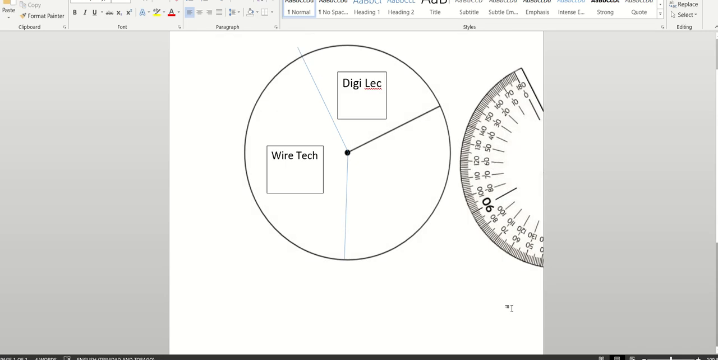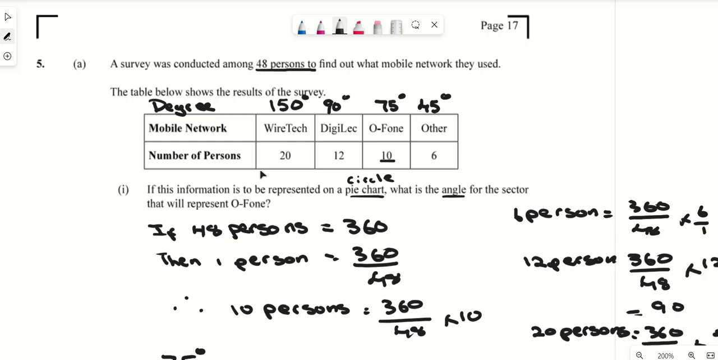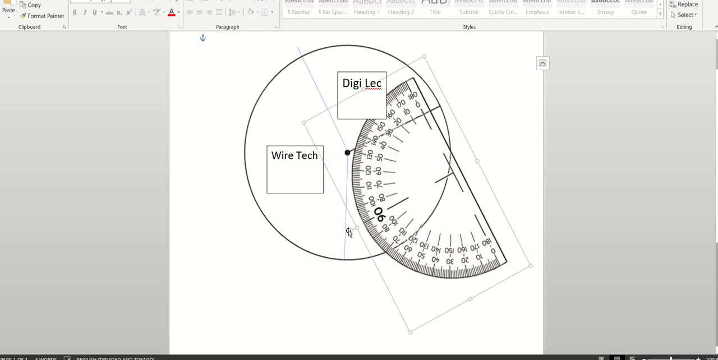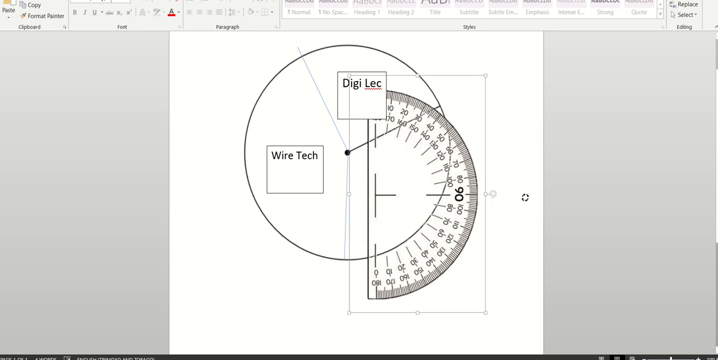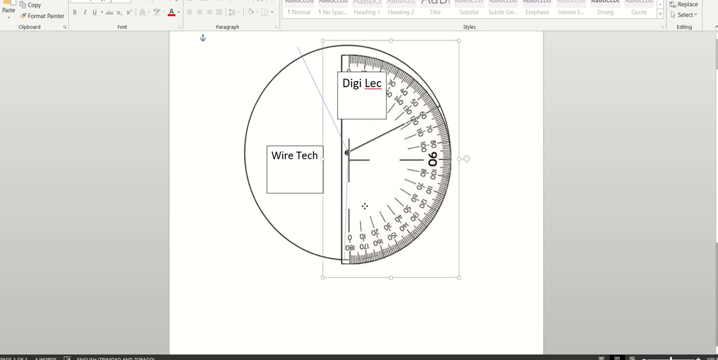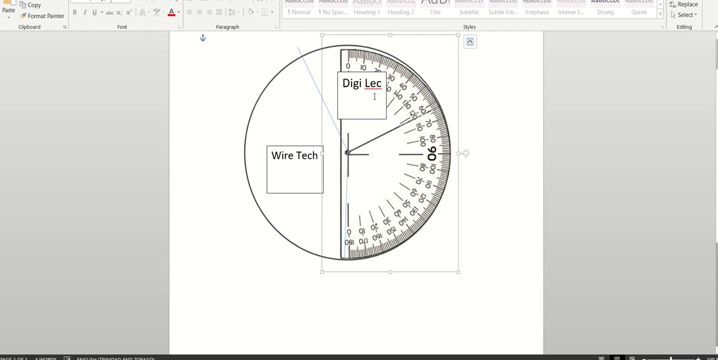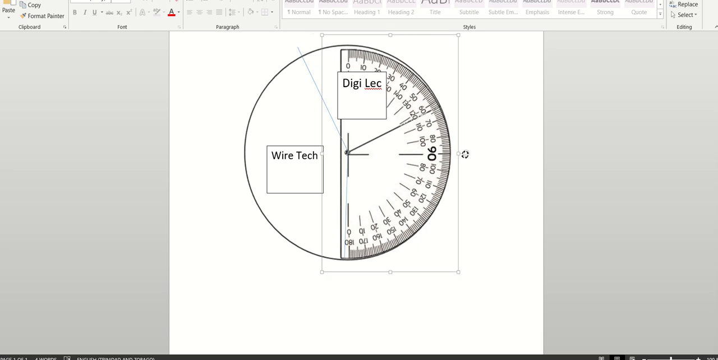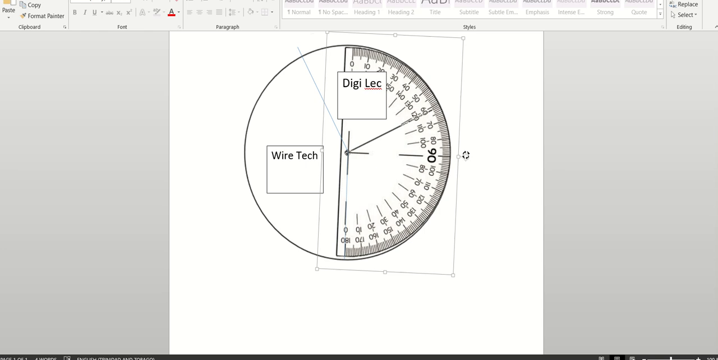Then the next one that we have to do is, if we look, so we did Wire Tech, we did Digilec, so you have to do O-phones and then other. Right, so we are going to look for 75. So again, let's just flip this around. We are going to line up with this blue line. Right, let me just line it up properly. Right, like this. And then you're going to draw 75.